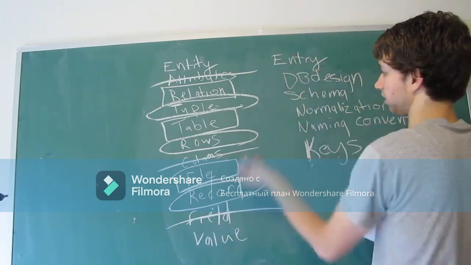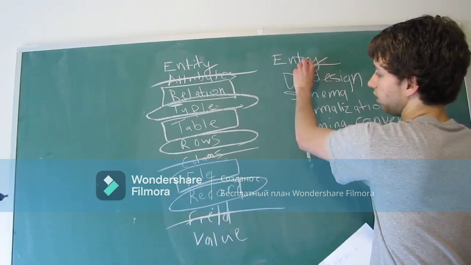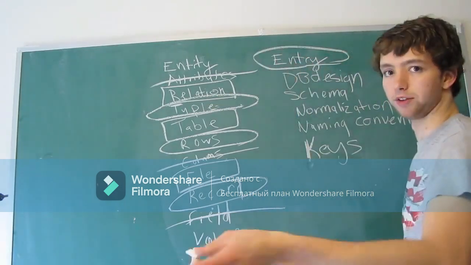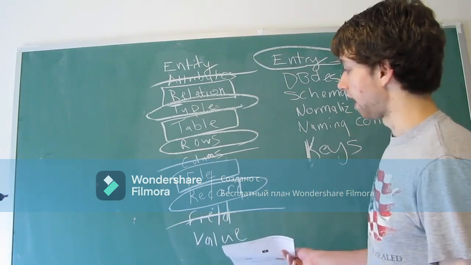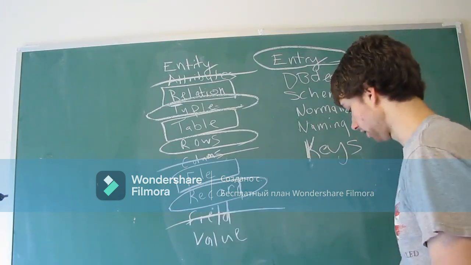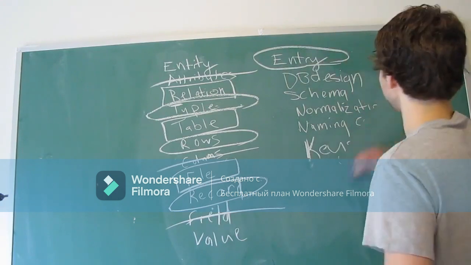And also entry, you can think of that as a row, because you enter data into the table and you get a new row. A value is just a specific, let me erase some of this.